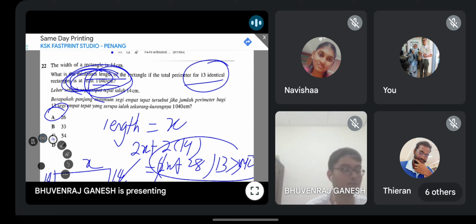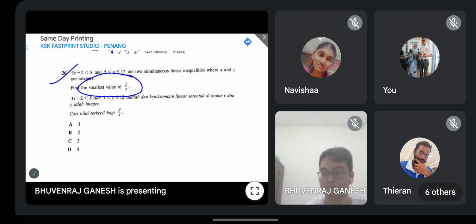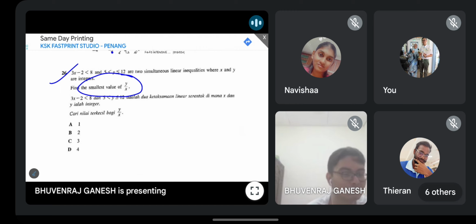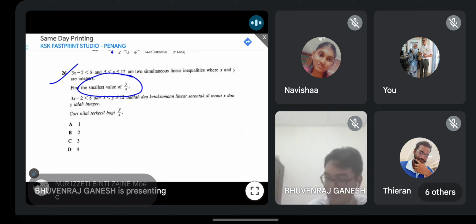This one is the interesting part. Others, I want everyone to try. This one last already. Last question, guys. Come on, everyone here try. This one is quite, what to say, a lot of concept lah. Because it's not only finding the answer, you must find the smallest value. Others, guys, what answer you all get?